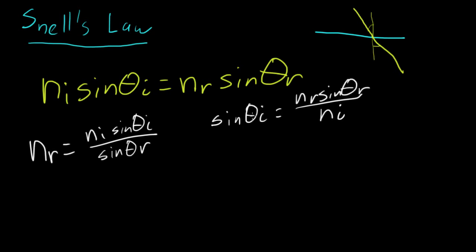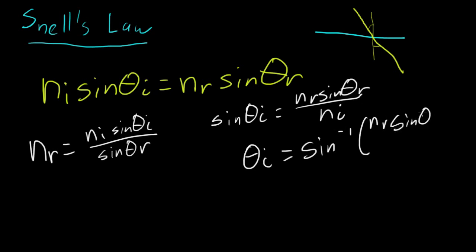Okay, but what now? How do you get rid of a sine? Well, remember opposite of sine is sine inverse, so we do that to both sides. That cancels the sine. So we'll have theta I equals the sine inverse of that whole thing, Nr sine theta r over Ni. And that's how you would do it. This is easy stuff, basic algebra, a little bit of trig. You should all be in trig class anyway, or have completed it already. So this shouldn't be a big deal. Easy stuff here.